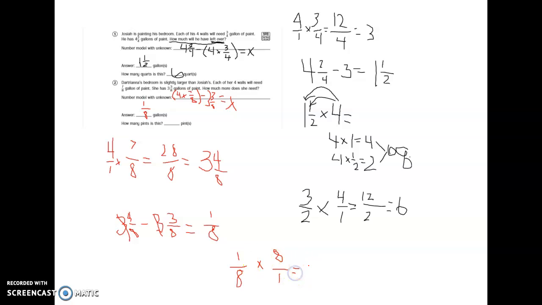which is going to get us 8 times 1 over 8 times 1, which is going to be 8 over 8. Ooh. That is not an 8. That's not even a number. 8 eighths gallon of paint, which is going to be 1 whole pint.